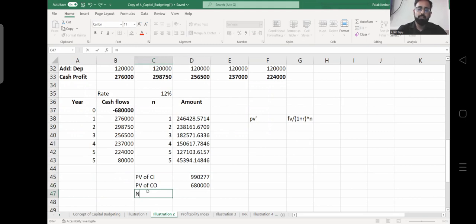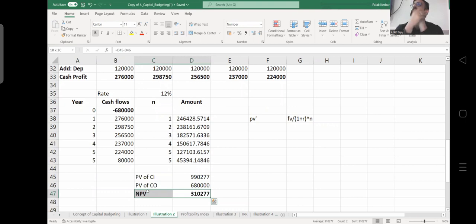If I want to calculate NPV, what I will be doing? Present value of cash inflows minus present value of cash outflow. NPV is going to be how much? It is going to be 3,10,277. Is it clear? NPV is 3,10,277. I'm able to calculate 3,10,277. Chalo, very good. Now, you know what you can do?